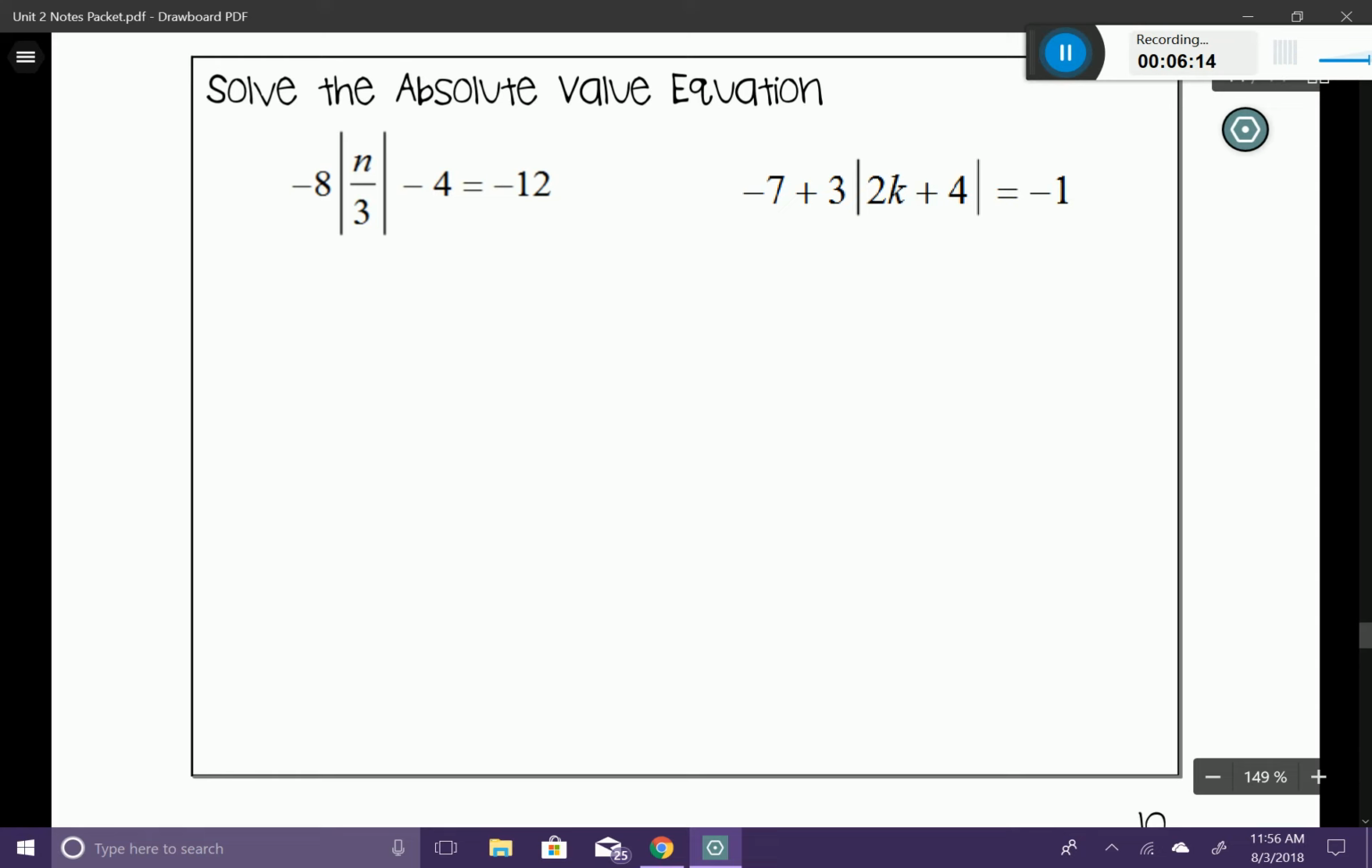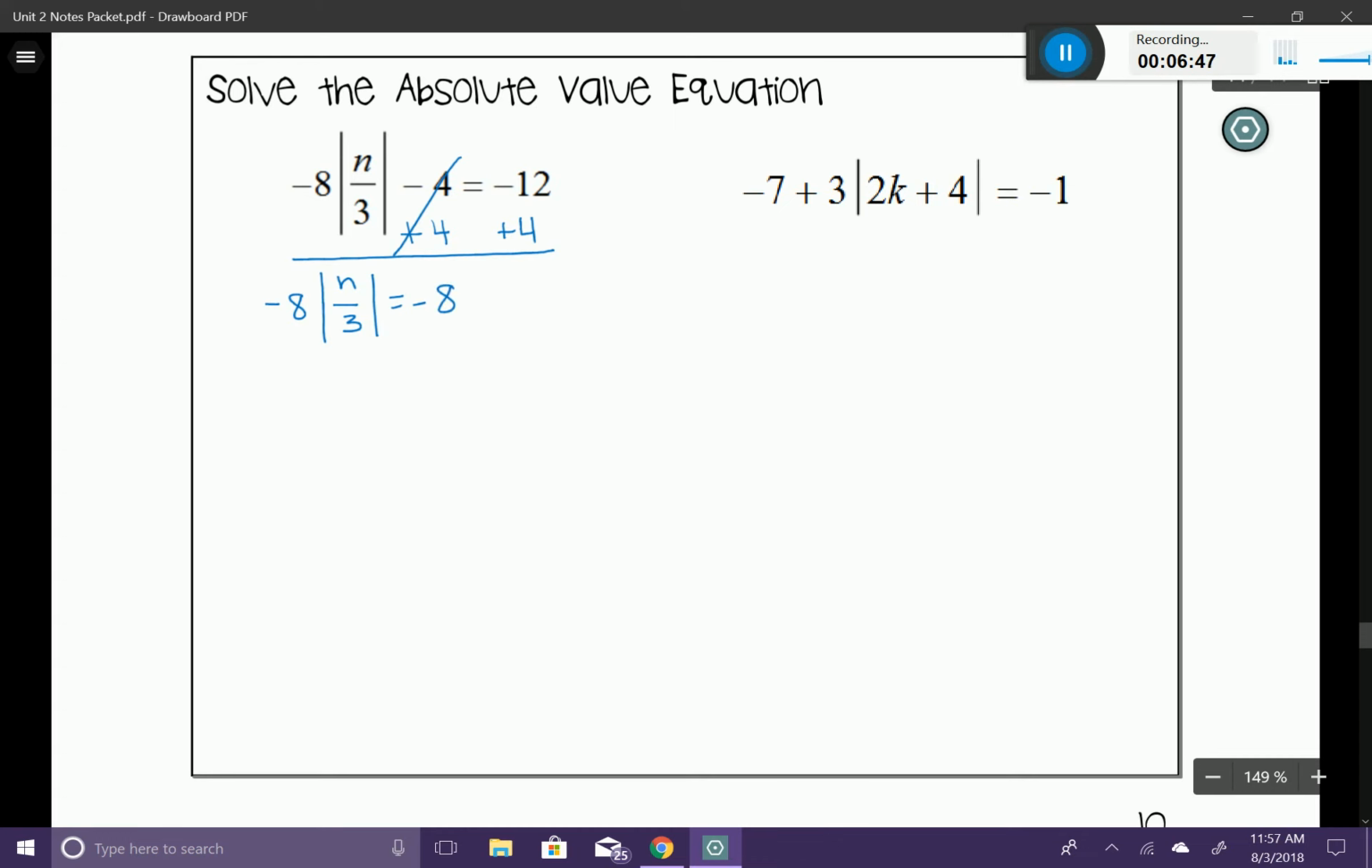Well, if you look here, I have multiplication and then I have subtraction. So I need to get rid of that subtraction first, just like I would in a regular 2-step equation. So I'm going to start by eliminating this 4. I'm going to go ahead and add 4 to both sides. So let's go ahead and do that. I'm going to be left with negative 8 with my absolute value of n over 3. My 4's are going to eliminate, and that's going to leave me with negative 8.